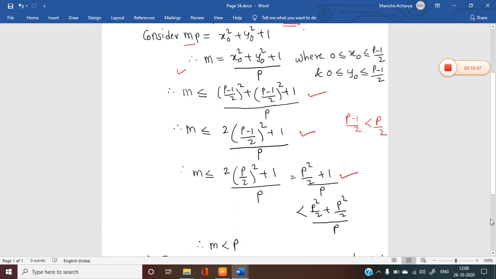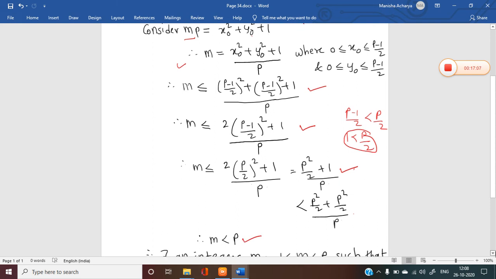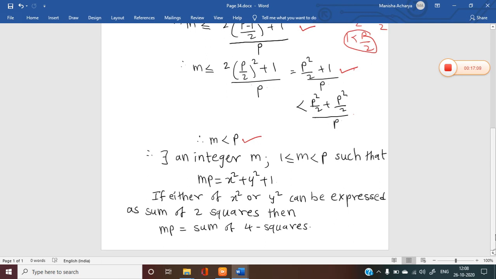Then again, p by 2 is obviously greater than 1. Okay, p by 2 is greater than 1, and therefore here we can say this part is less than p square by 2. Okay, and when you simplify this, you can see that this is equal to p. Okay, and therefore here we got the required condition that 1 is less than or equal to m less than p, and therefore the theorem is proved.